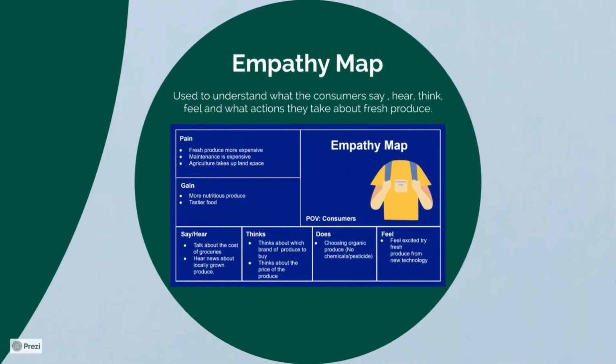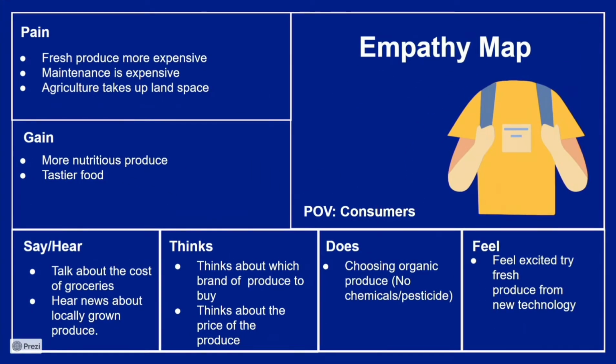Next, an empathy map is a collaborative tool that teams can use to gain a deeper insight into their customers. With this, we can understand what the consumers say, hear, think, feel, and what actions they take about fresh produce. For example, they think about which brand of produce to buy, talk about the cost of the produce, and choose organically grown produce. Of course, the need for fresh produce brings about both benefits and drawbacks. The benefits include tastier produce, while the drawbacks include greater costs.